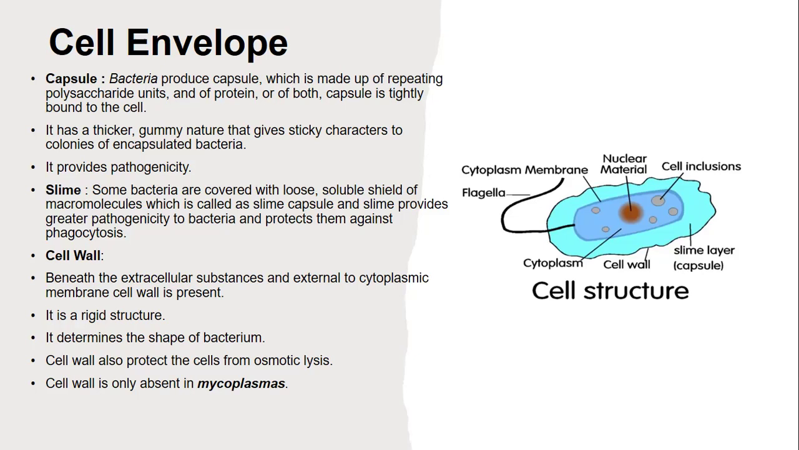The other structure is the slime. Some bacteria are covered with a loose, soluble shield of macromolecules, which is called a slime capsule, and slime provides greater pathogenicity to bacteria and protects them against phagocytosis. So slime is very elastic in nature and a very soft material that helps the bacterium to attach to some other types of surface, host, or other bacterium.